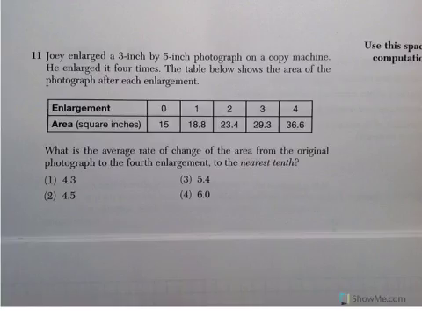Number 11, Joey enlarged a 3-inch by 5-inch photograph on a copy machine. He enlarged it 4 times. The table below shows the area of the photograph after each enlargement. What is this average rate of change? This average rate of change can be translated into one word, and that word is slope.